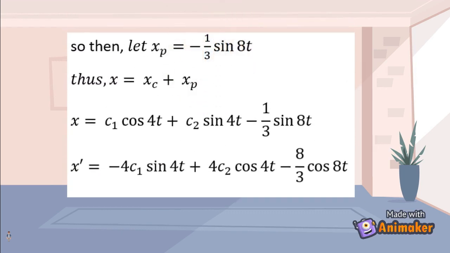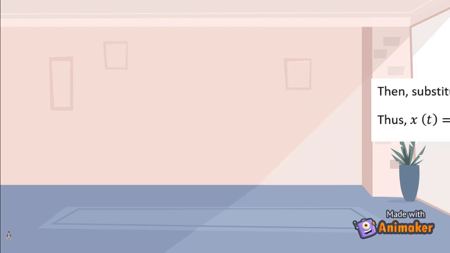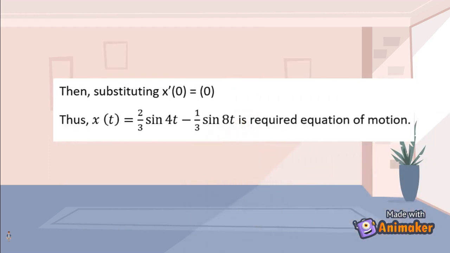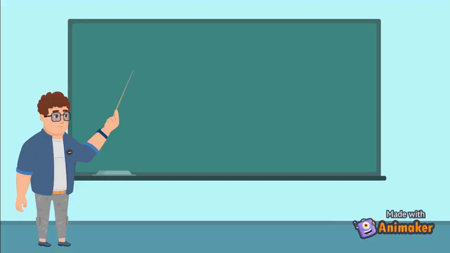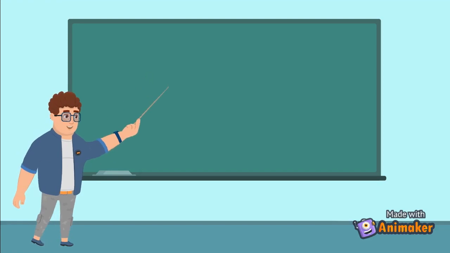Thus, x equals x_c plus x_p. x equals c1 cos 4t plus c2 sin 4t plus 1/3 sin 8t. x prime equals minus 4c1 sin 4t plus 4c2 cos 4t plus 8/3 cos 8t. Then, substituting x(0) equals 0 and x prime(0) equals 0, thus x(t) equals 2/3 sin 4t minus 1/3 sin 8t is the required equation of motion. So it is easy to determine the equation of motion.